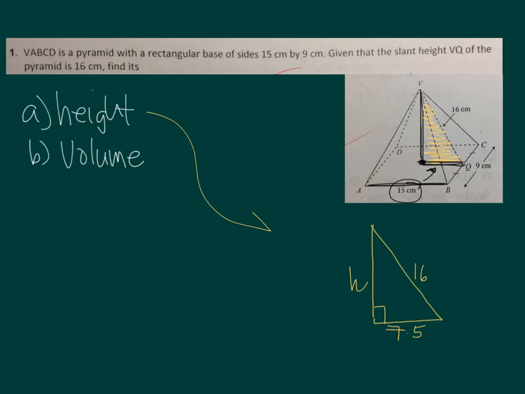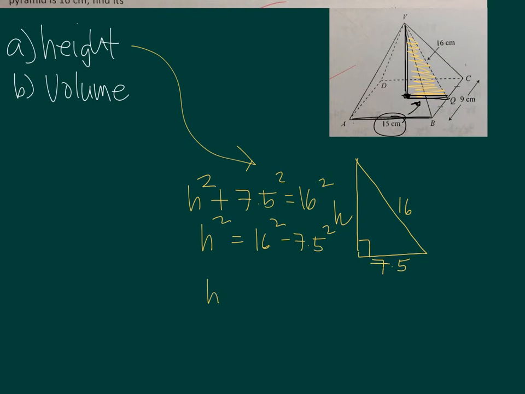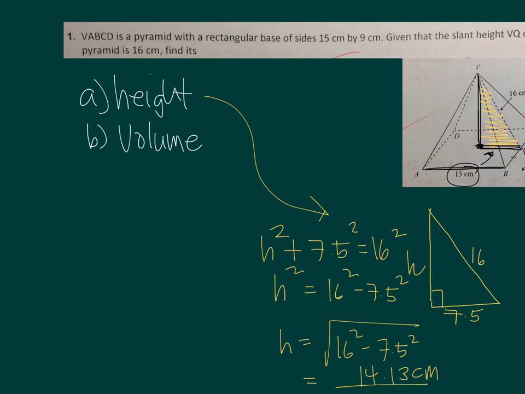So how to find the height? Simply perform the Pythagoras Theorem, and that will be h squared plus 7.5 squared is equal to 16 squared. And h squared will be 16 squared minus 7.5 squared. And then after that, h must be the square root of 16 squared minus 7.5 squared. And from that, you should be able to get the answer. Okay? So the answer to this question is 14.13 cm.